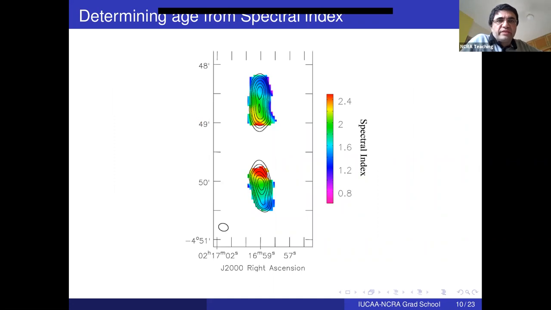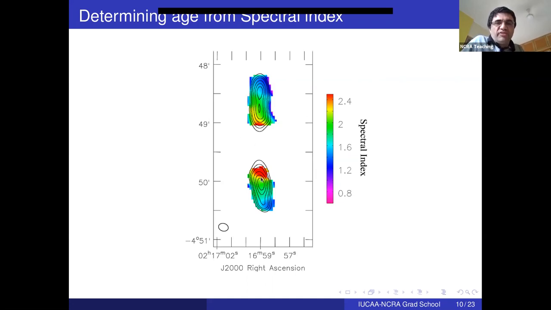There's one more spectral index map. And here we can clearly see that there seems to be a gradient in the spectral index. So actually the core is over here. We will encounter this galaxy again later on in this talk. But it turns out that the core emission is undetectable. You can see the lobes quite clearly, but you can't see the core, nor can you see the jets. They're only lobes, right?